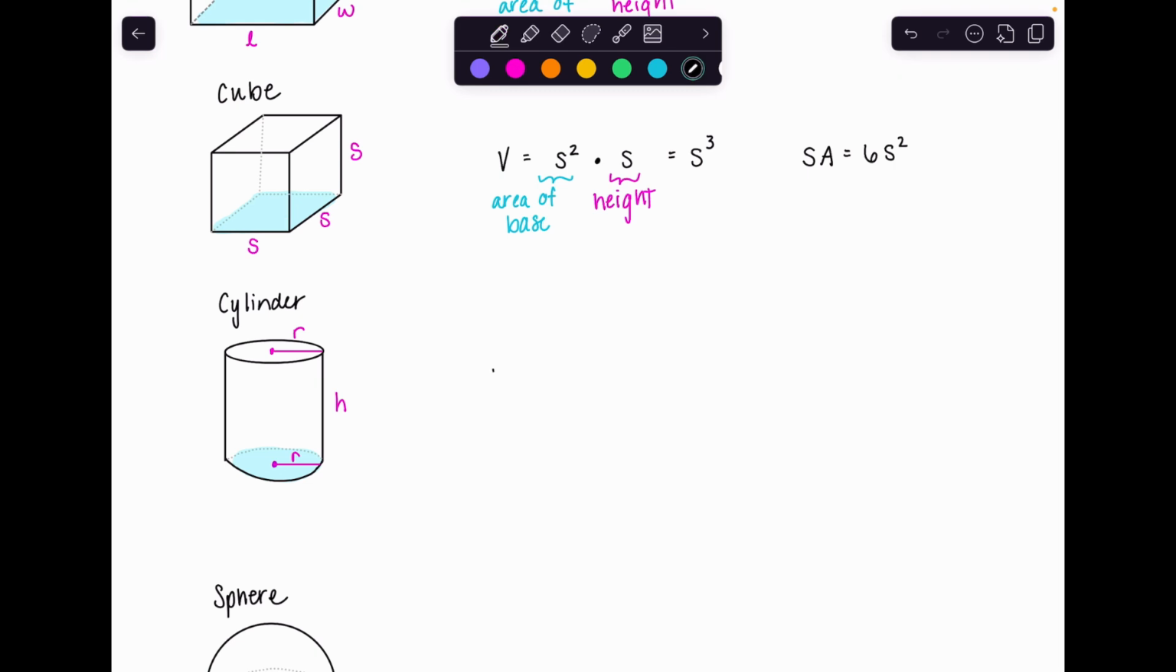So when we go to find the volume of this, using the same idea, the area of the base is a circle, so that area is pi r squared. And then I multiply it by the height. So my volume is pi r squared h. So same exact pattern: area of the base multiplied by the height.